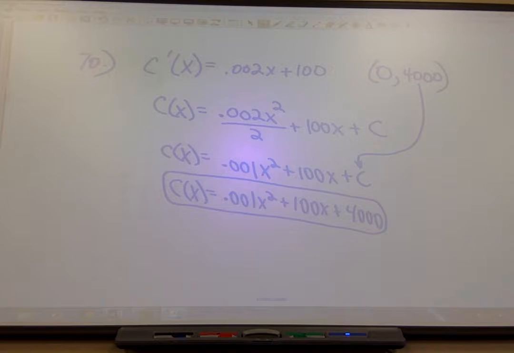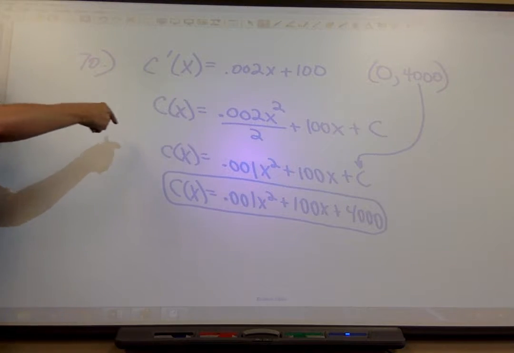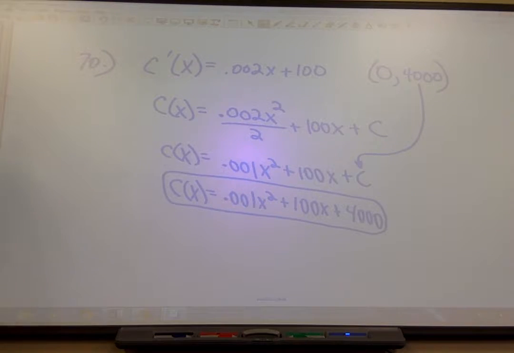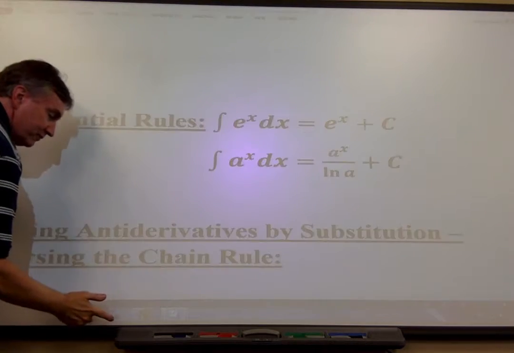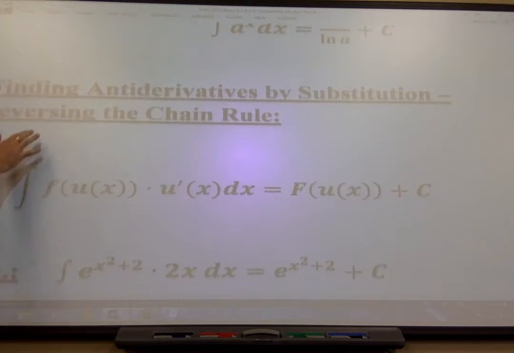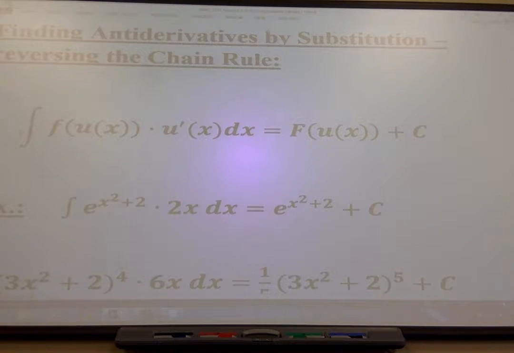Okay. Now, here's where it gets fun. What if I said that we had a function and we had to find the antiderivative, but we had to reverse the chain rule? That's what we have to do next. And this takes a little more thinking and planning, but it's just as easy. I hope you'll find it. So that's what I want to show you now. That's our next part of the notes. Finding antiderivatives by substitution or reversing the chain rule. Okay?